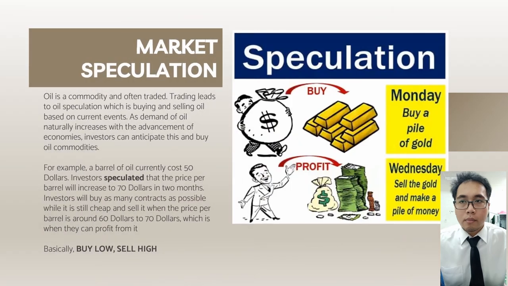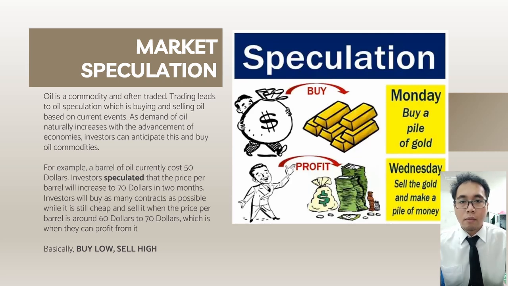Last but not least, market speculation. Oil is a commodity and often traded. Trading leads to oil speculation, which is buying and selling oil based on current events. As demand for oil naturally increases, investors can anticipate this and buy oil commodities.